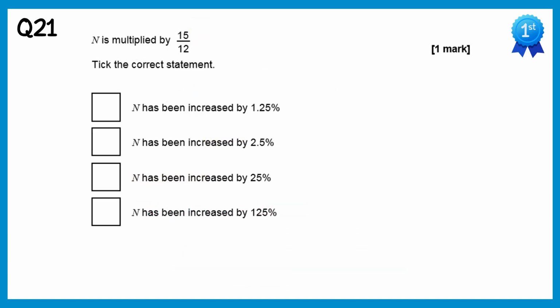For this question, first of all, use your calculator to do 15 divided by 12. This will give you 1.25. A multiplier of 1.25 corresponds to a 25% increase. So the answer is n has been increased by 25%.